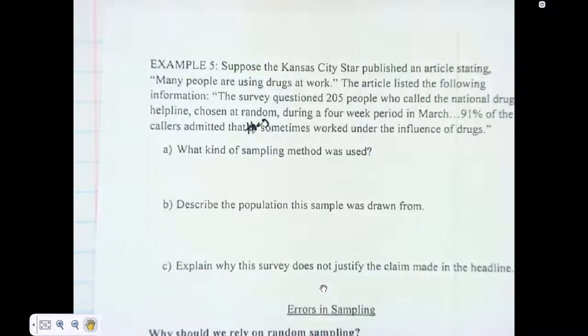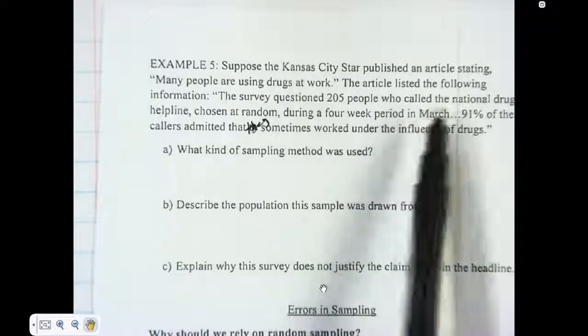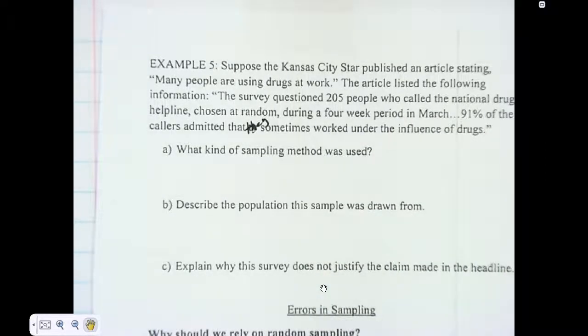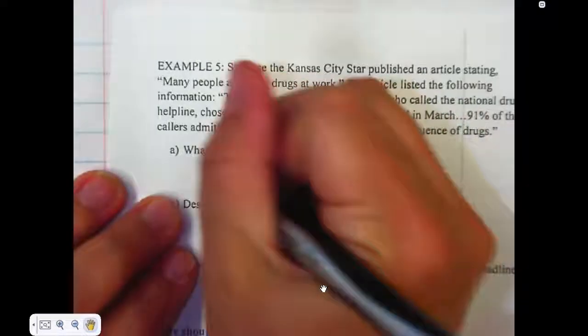So first of all, they want to know what kind of sampling method was used there. Okay, so we have to think about what's taking place. So what kind of sampling method that would be. Okay, so we're going back. They went in the survey question 205 people who called the National Drug Helpline. So unfortunately in this case, you're calling in. This is a voluntary sample.